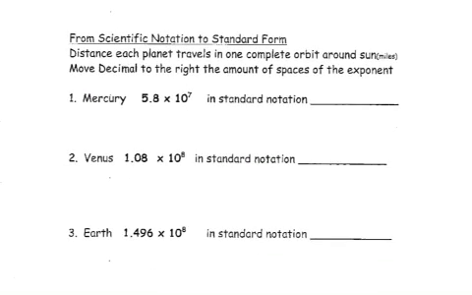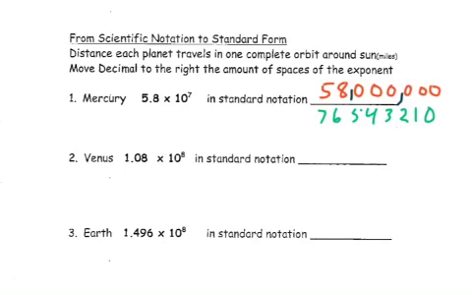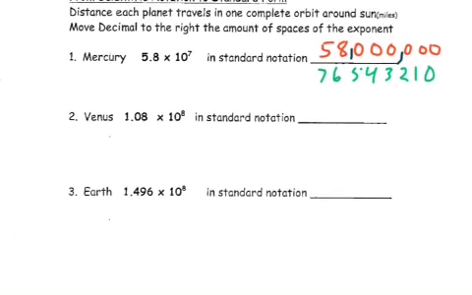So here I have 5.8 times 10 to the 7th. So I'm going to write 5 and 8 over here. So I need 7 digits. So I'm going to go 7, 6, 5, 4, 3, 2, 1, 0. And again, just fill in all the empty spots with zeros. Put your commas in, every third digit from the right. So that's 58 million.